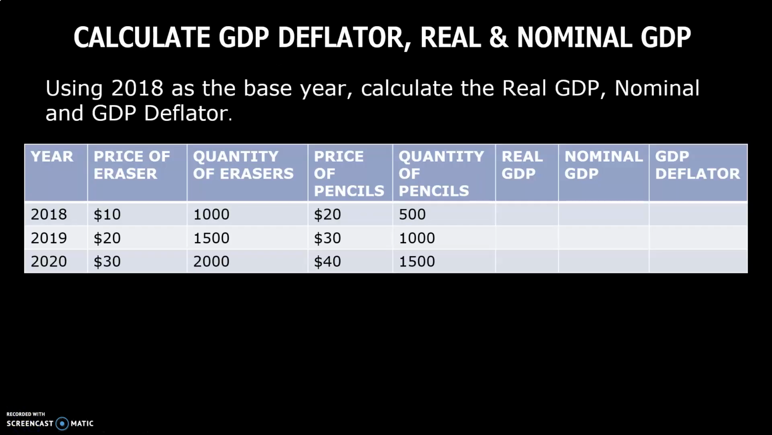Now in this scenario, the economy is producing two goods, pencils and erasers. And the prices are there for each year of production. So notice the price increases each year for both goods, and also the quantity increases as well.